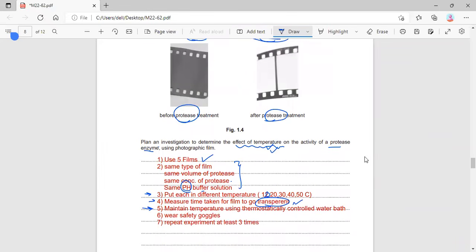What is an improvement I could make? Since you have temperatures, then I should tell him, maintain the temperature using a thermostatically controlled water bath. Safety precaution: wear goggles. Repeat at least 3 times. Just like any other experiment we did before.